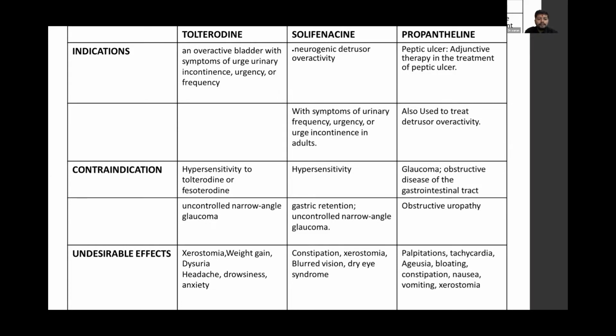Undesirable effects of tolterodine are xerostomia, weight gain, dysuria, headache, drowsiness. Solifenacin is contraindicated in gastric retention and uncontrolled narrow angle glaucoma, and side effects are also the same, like constipation, blurred vision, dry eye. And propantheline can cause palpitation, tachycardia, bloating, constipation, vomiting, xerostomia. So these are anticholinergic side effects.